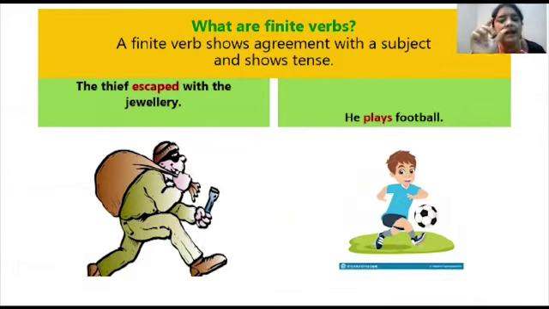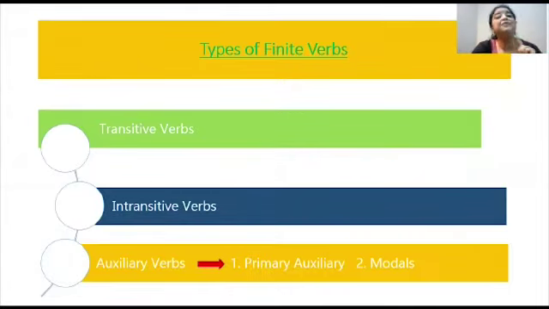So when you read a finite verb, you will come to know when the action has taken place: in present, past, or future. He plays football. He is a singular subject, so the verb plays is also singular in agreement, and plays also tells us about the tense. There are three types of finite verbs: transitive verbs, intransitive verbs, and auxiliary verbs. Auxiliary verbs are further divided into two types: primary auxiliaries and modals.